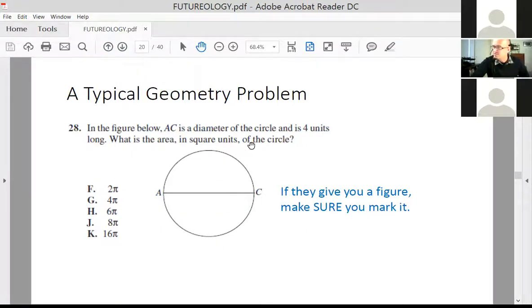Oops, don't want to give the answer. What is the area in square units of the circle? So what I'd like you to do is draw a circle, draw AC, label it as 4, and then figure out where you can go from there.